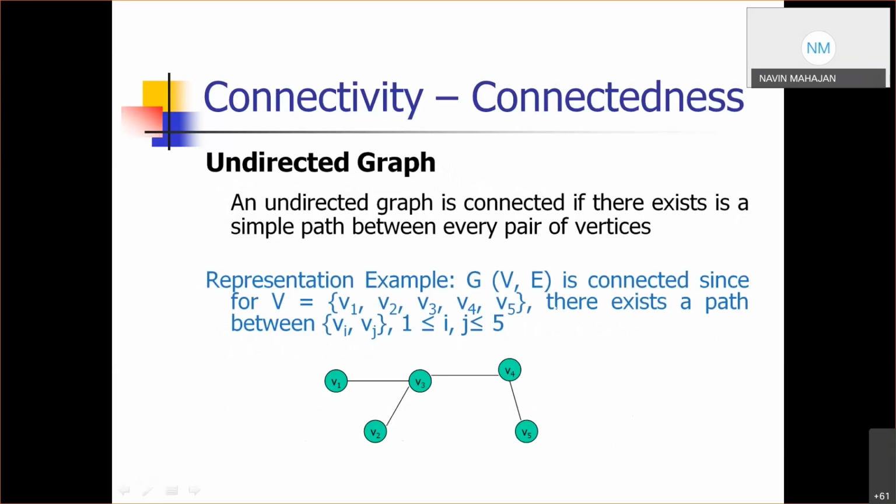Undirected graph: an undirected graph is connected if there exists a simple path between every pair of vertices. If there is a path for every pair of vertices, then it is a connected graph, so all the vertices can reach other vertices. For example, for V1, V2, V3, V4, V5, there exists a path between Vi and Vj if we have at least one edge.